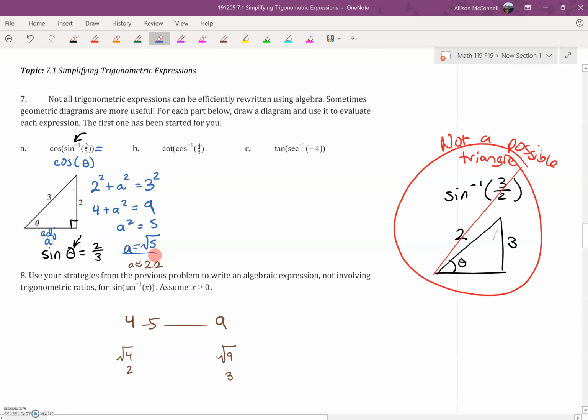So the answer, your final answer, is going to be the adjacent side of root 5 over your hypotenuse, which is 3. And then I always make sure, does my answer make sense? So if I think about 2.2 over 3, that's a little over 2/3. So that means my adjacent side is about 2/3 of my hypotenuse.